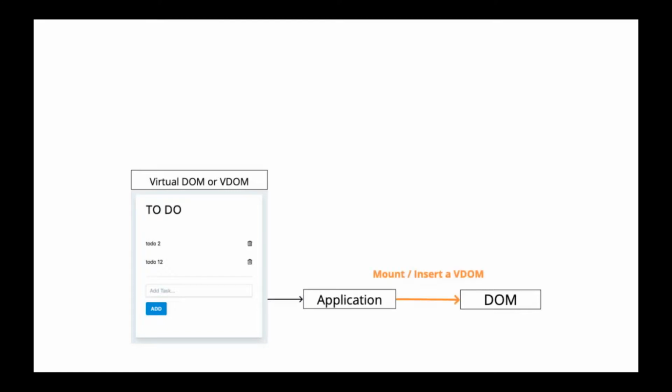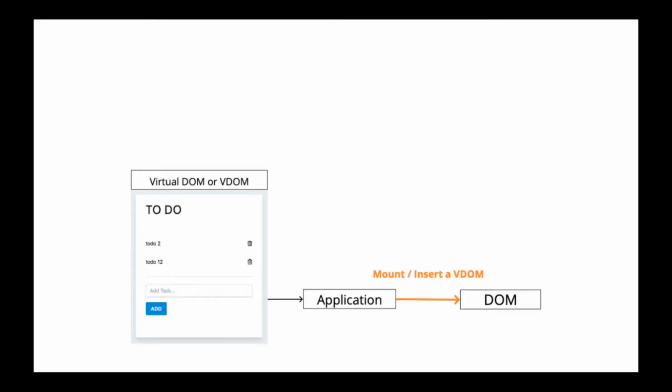So our application will mount, or insert, this virtual DOM inside the DOM. You will ask me what the virtual DOM is, of course. A virtual DOM is just a group of vNodes, of virtual nodes, that at the end of the day will produce this HTML code.